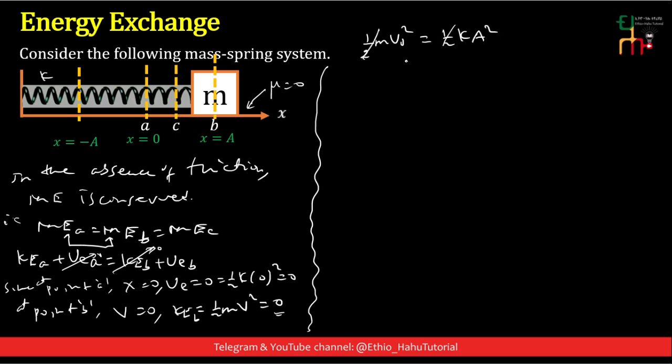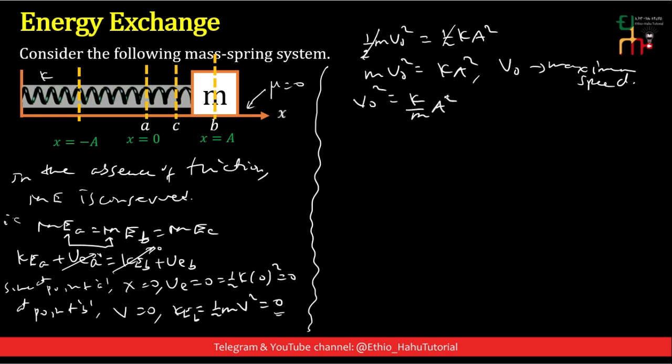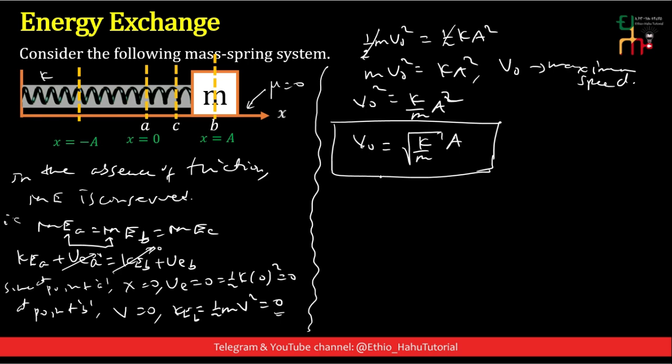Half goes with half. m times v naught squared is equal to k times a squared, where v naught is the maximum speed. Dividing both sides by m, v naught squared is equal to k over m times a squared, and v naught is equal to the square root of k over m times a. This is the maximum speed at which the block passes the lowest point of oscillation. As it passes through the lowest point of oscillation, it has a maximum speed.